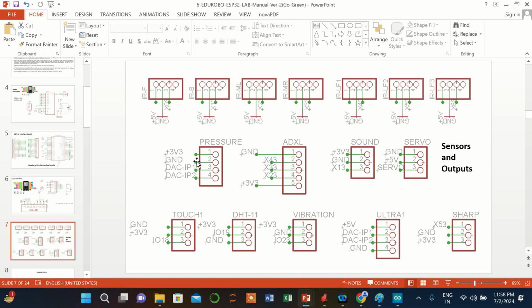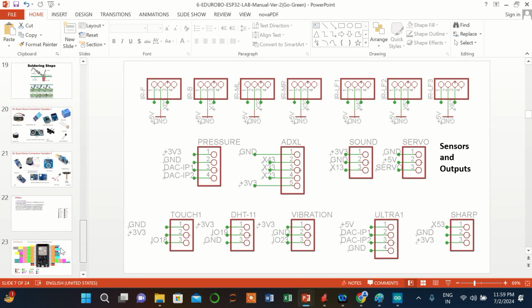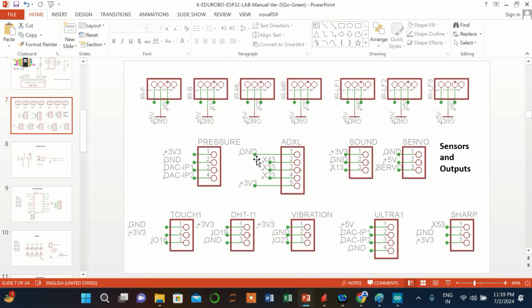Look at the names mentioned here. For example, generally the pressure sensor is a 4-pin connector. The first pin is 3.3 volts, the second is ground, and the third is connected to DAC IP1 and DAC IP2. That means naturally you should configure those two pins. DAC IP1 and DAC IP2 are nothing but GPIO 25 and GPIO 26, which are connected to the pressure sensors.